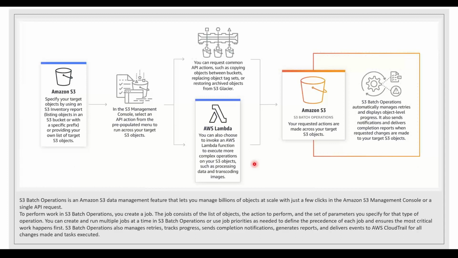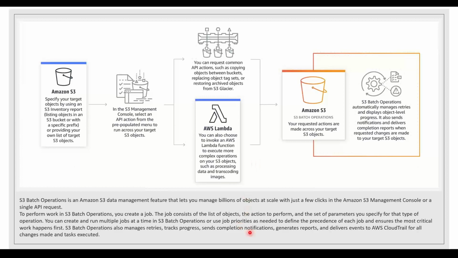S3 Batch Operations is a sub-feature within Amazon S3 itself. It's a native feature, which you can use for running management activities, like copying certain files, replicating them, removing some access, or locking certain objects. You can do all bulk operations in one single place, and you can also track them.